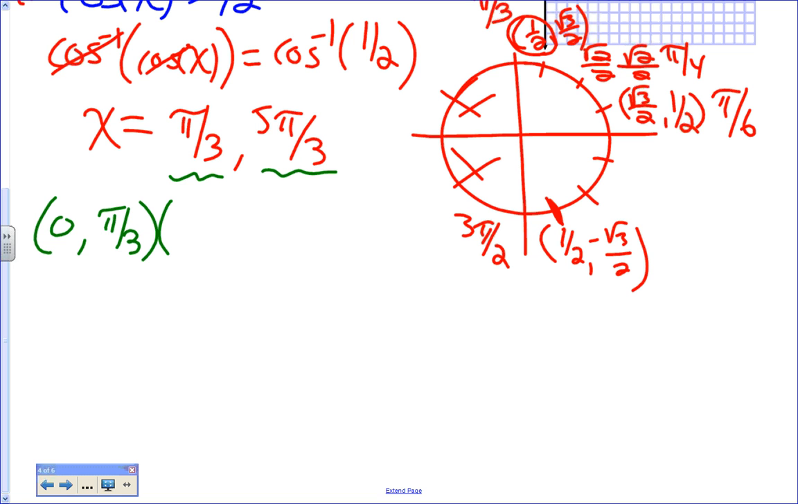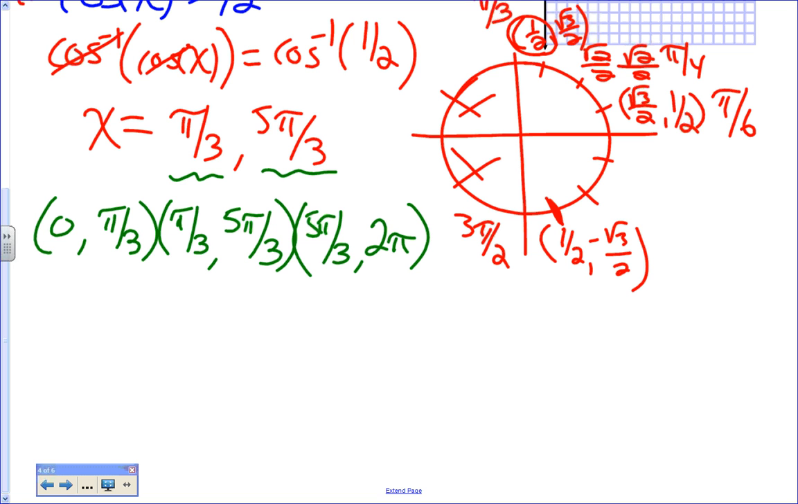And then pi over 3 to 5 pi over 3. Got to get to that one, right? And then we'll go from 5 pi over 3 all the way to 2 pi. And again, notice I am doing parentheses because I don't want to actually try those actual values. I want to try something in between there, right?